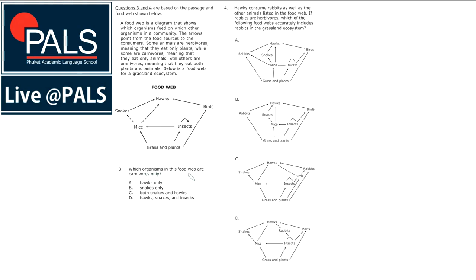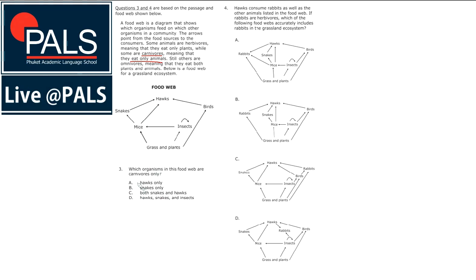Which organisms in this food web are carnivores only? Again, in the passage we are told that carnivores are the ones that eat only animals. So which organisms are carnivores? We can look at hawks. Hawks have 3 arrows going to them, so these are their food sources: snakes, mice, and birds. These are all animals, so therefore hawks are carnivores.